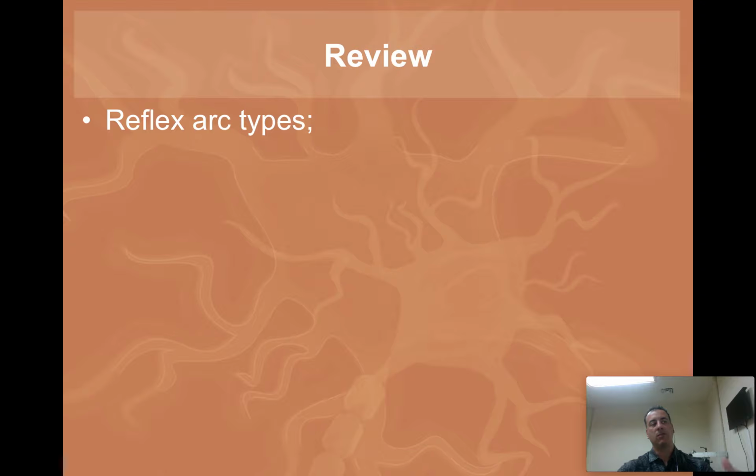Know how the spinal cord is broken up into regions: cervical versus thoracic versus lumbar, and that's it. There's no other region. There's no pelvic region. There's no sacral region. It's just those areas.